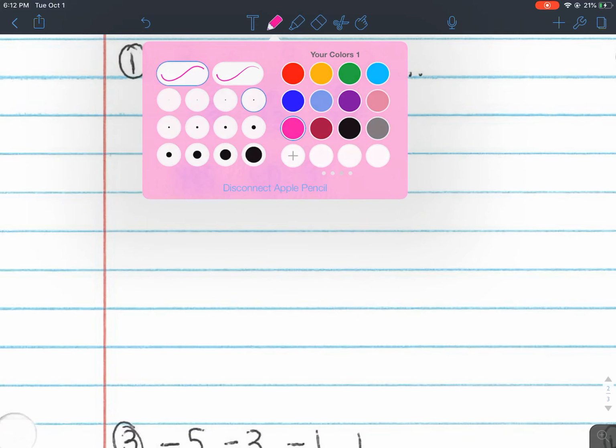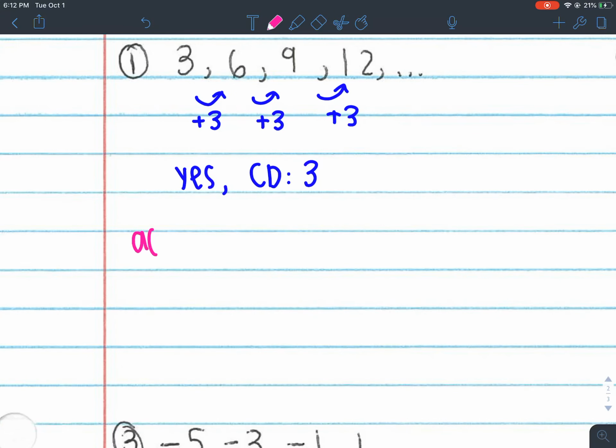Let's go ahead and write a recursive formula for this. So every recursive formula starts the same.